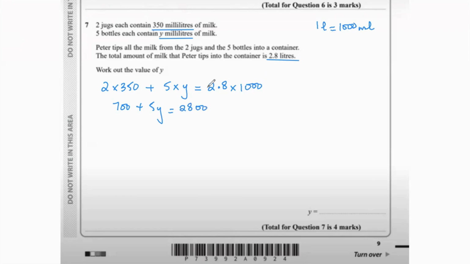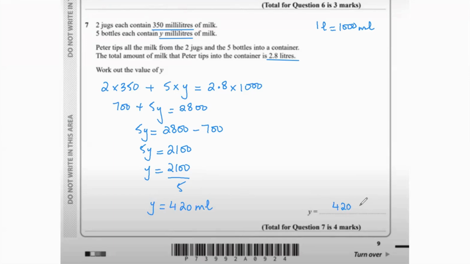Now, as you can see, we have all of the measurements in milliliters. So we can do 5Y equals 2800 minus 700, which is equal to 2100. Then divide 2100 by 5. And that is going to give us 420 milliliters. That is your final answer.